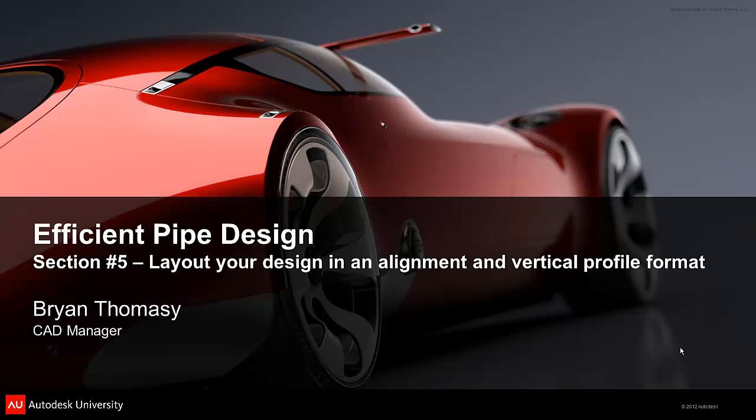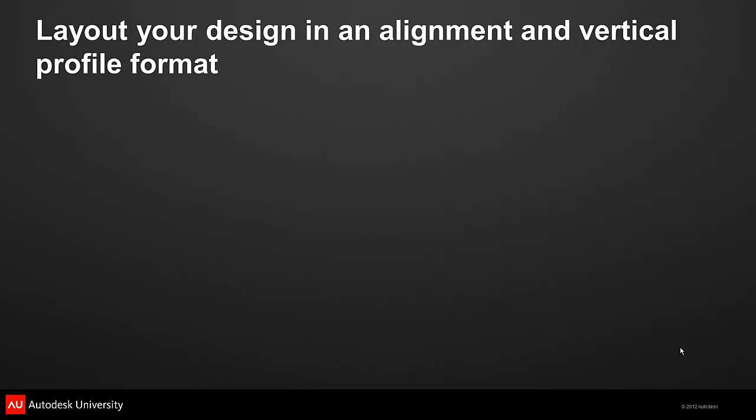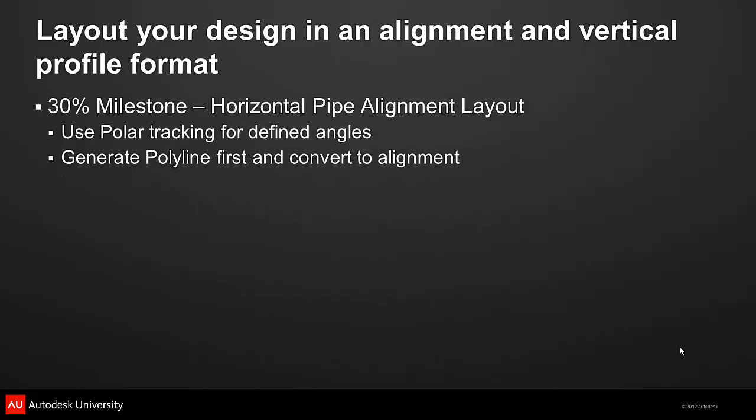In section 5, we'll be looking at the layout of the design in an alignment and vertical profile format. For this, you're going to be looking at the 30% milestone, as we discussed earlier, for the horizontal pipe layout. I'm going to be showing you a couple of tools to use, shortcuts that I like to have to help the process along. It just makes things a heck of a lot easier.